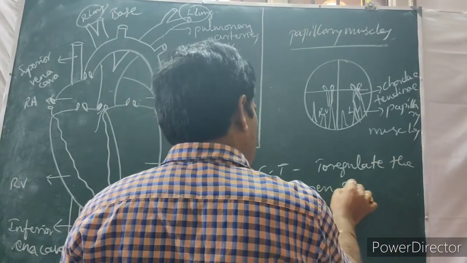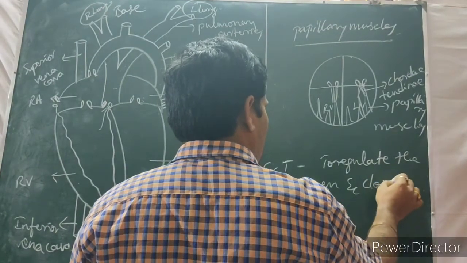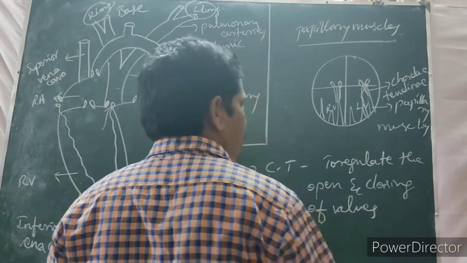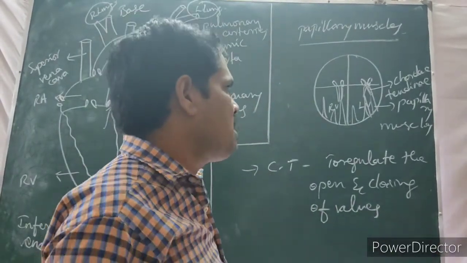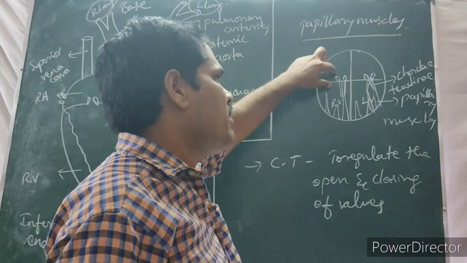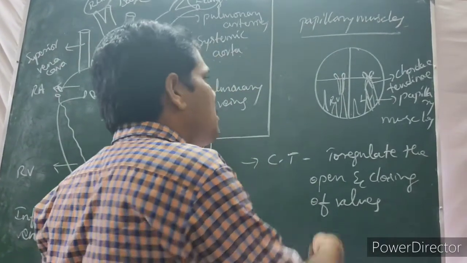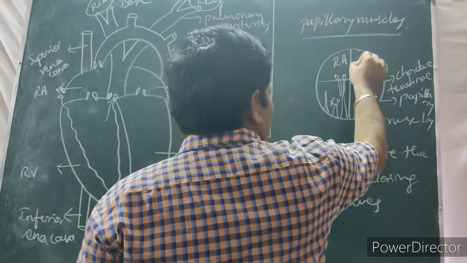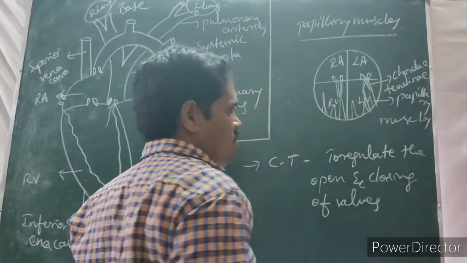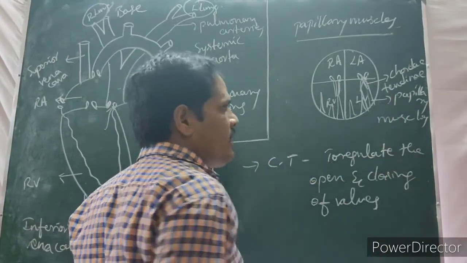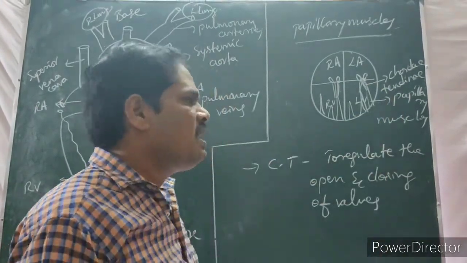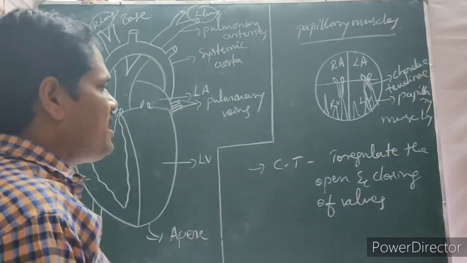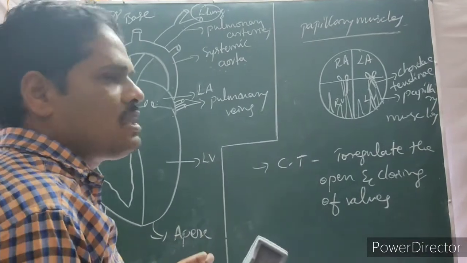The major function of chordae tendineae is to regulate the opening and closing of valves. When the valve is open, blood is allowed from the right atrium to the right ventricle, and from the left atrium to the left ventricle. So that is the importance of the chordae tendineae.